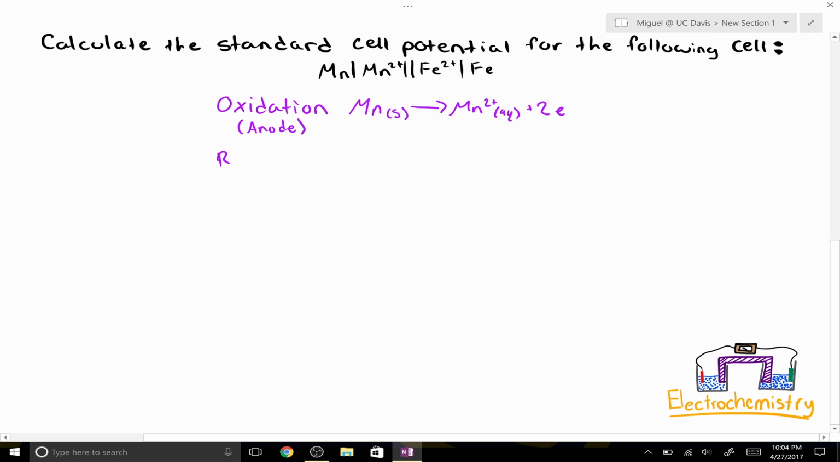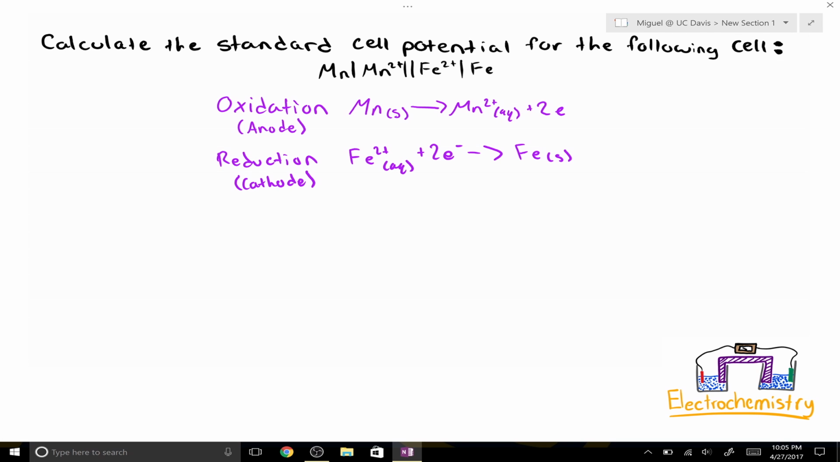For the reduction half reaction, we're going to have the iron. So that's going to be Fe2+ aqueous plus 2 electrons yielding solid iron. And for this one also, in case you're wondering, this is known as the cathode.